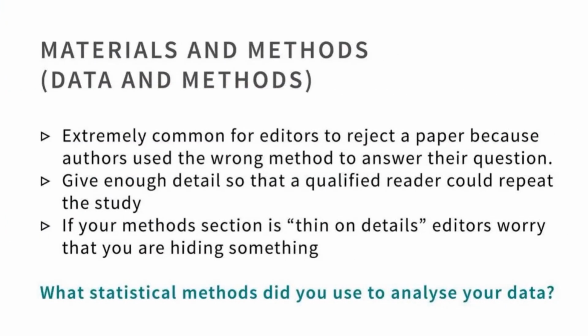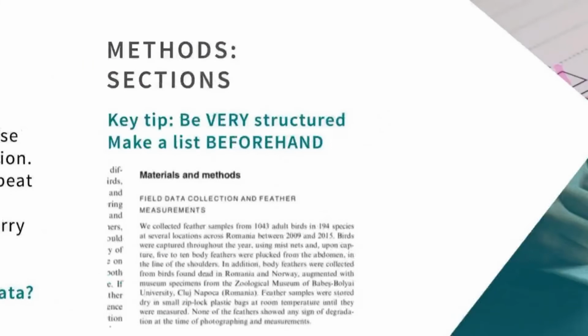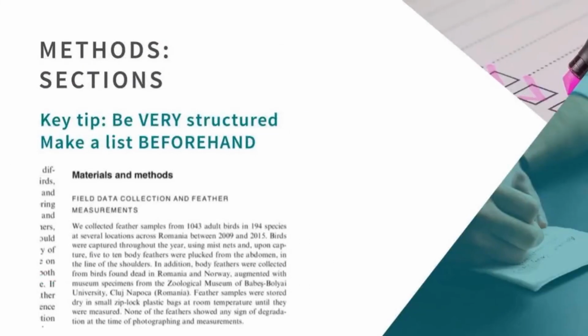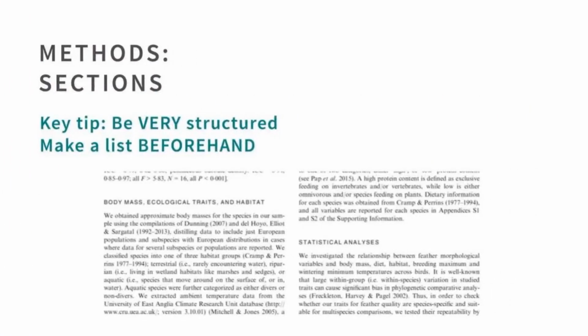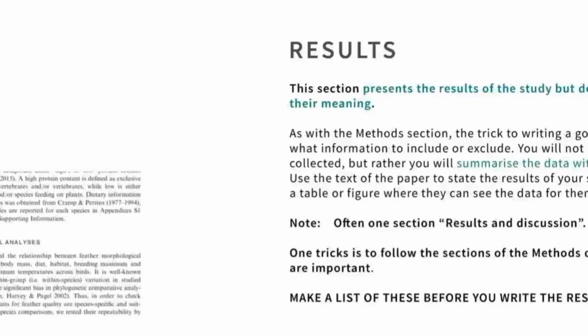It is important because it's extremely common for papers to get rejected because authors don't put enough information into their methods for other people to understand what they did. Editors and reviewers often reject papers because they can't understand what was done. They feel that the method was thin on details. So be comprehensive. Show your method section to other colleagues. Make sure you've got enough information in there for somebody else to repeat the work. So be structured. Make a list beforehand. Get that timeline of sequences of events. That's why lots of method sections finish with analysis, statistical analysis.